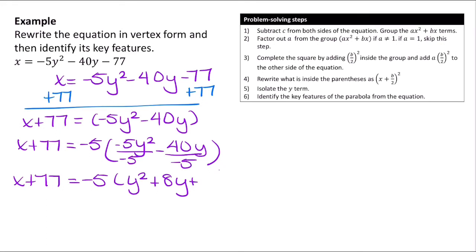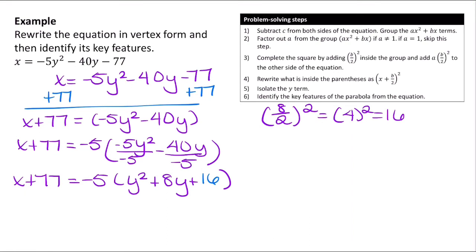Okay, and then I'm going to leave some room to complete the square. So here I have my b, which is 8, divided by 2, squared. 8 divided by 2 is 4, and 4 squared is equal to 16. So here on the inside, I'm going to add 16.